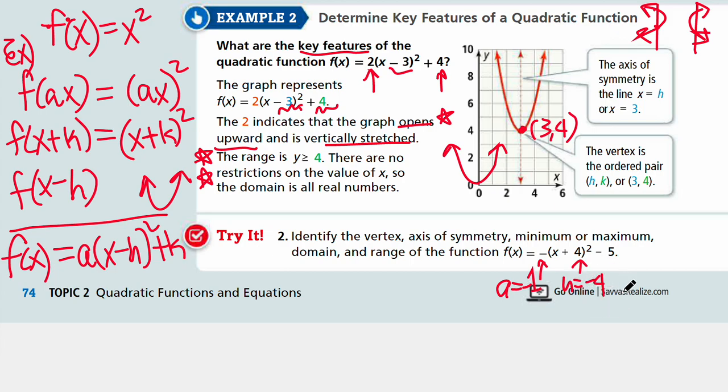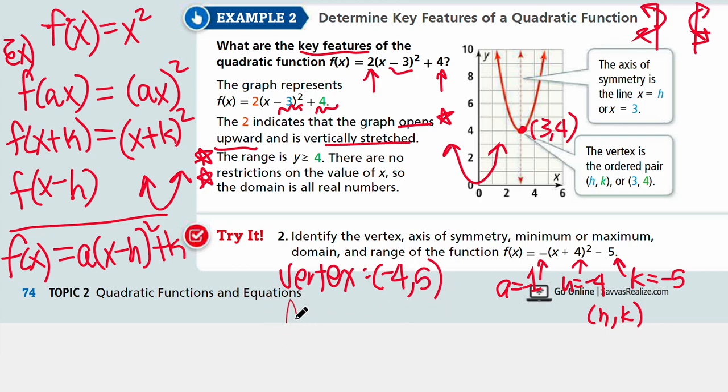h is -4 because it's x plus 4. In order to add 4 to x, you have to have a -h here, right? And your k is going to be -5. Okay, so looking at that, you already know the vertex, which is going to be h comma k. Your vertex is -4 comma -5.